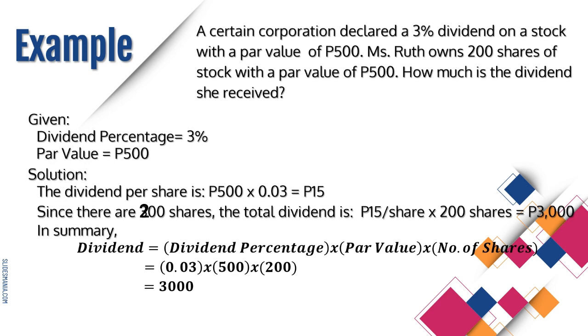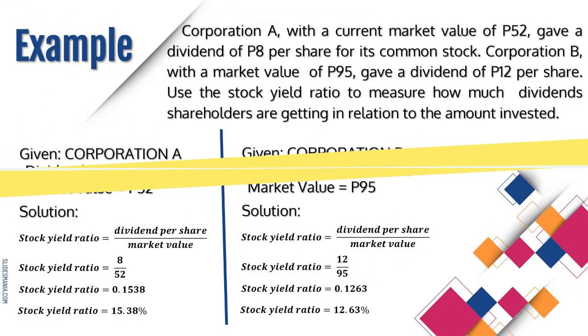pesos. Since there are 200 shares, the total dividend is 15 pesos per share multiplied by 200 shares, which is equal to 3,000 pesos. Therefore, the formula that we will use is dividend is equal to dividend percentage multiplied by par value multiplied by number of shares, which is 0.03 multiplied by 500 multiplied by 200, equal to 3,000 pesos. Therefore, the dividend of Ms. Ruth is 3,000 pesos. Another example.